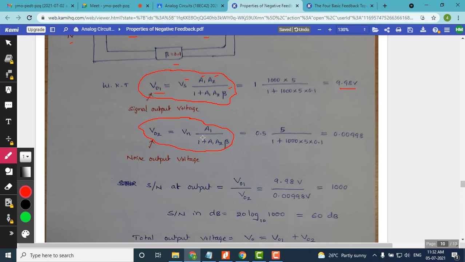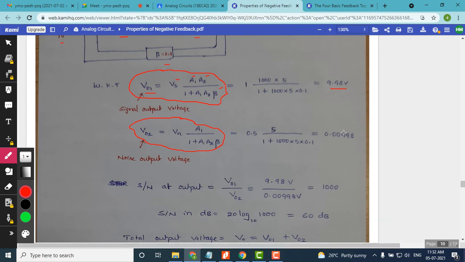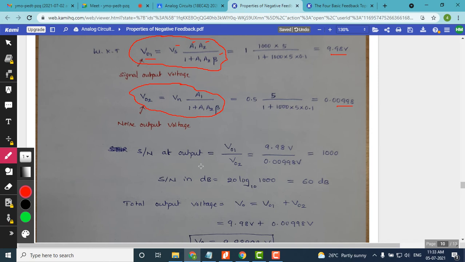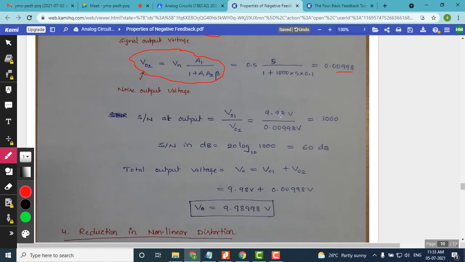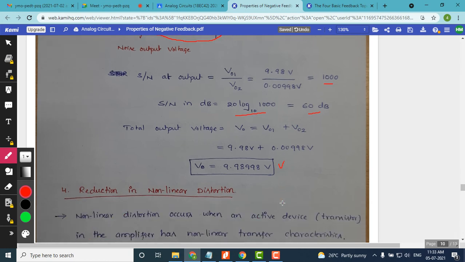So substitute here for the noise voltage A1, A2 and beta. You are going to get the output voltage due to the noise, as you can see here, which is very small, 0.00998 volt. Now let us measure the signal to noise ratio at the output, which is V01 by V02, 9.98 by 0.00998, which is 1000. This can also be expressed in decibels using 20 log 10 of 1000, which is 60 dB. Next we can calculate the total output voltage, which is 9.9899 volts. That is the total output voltage of this amplifier circuit.